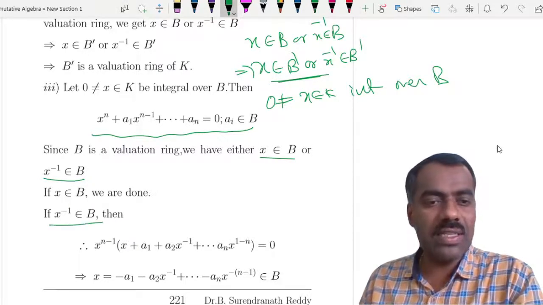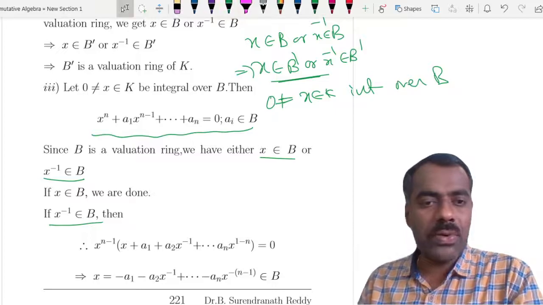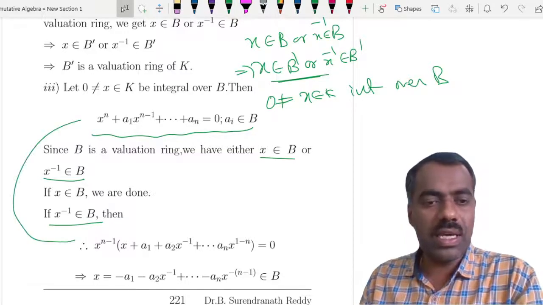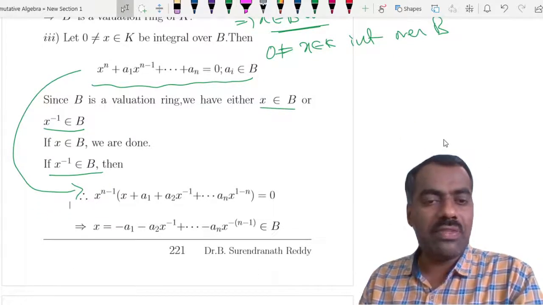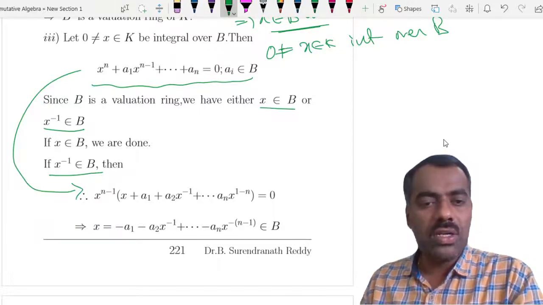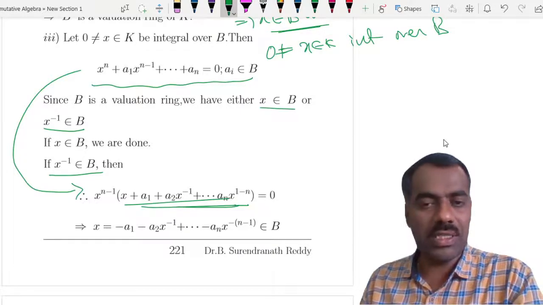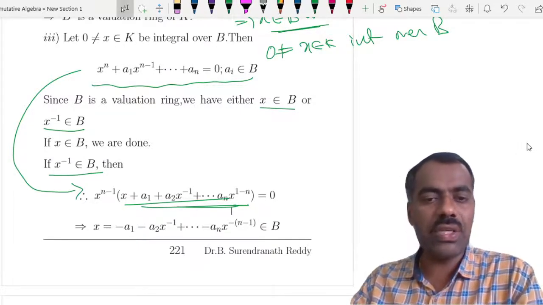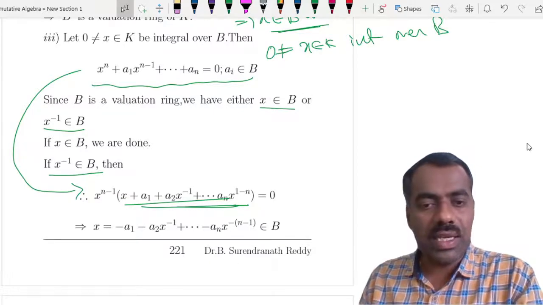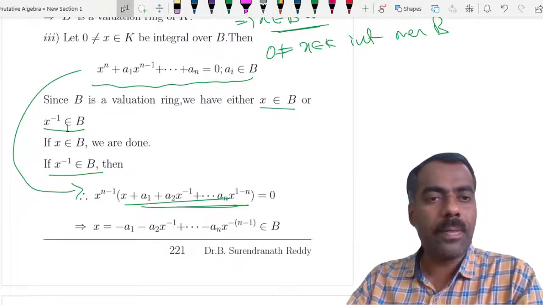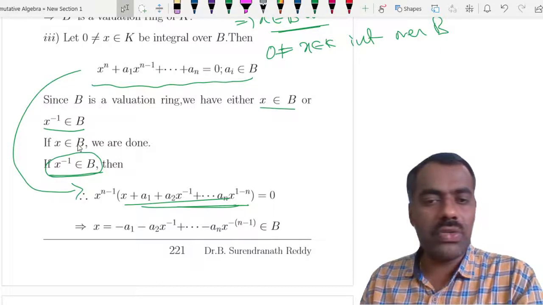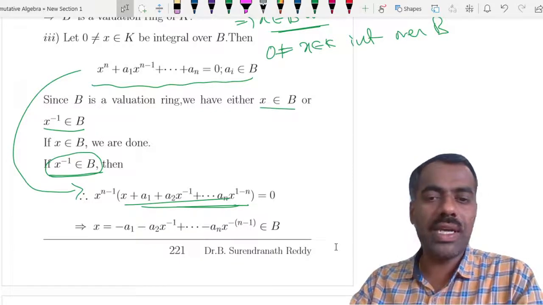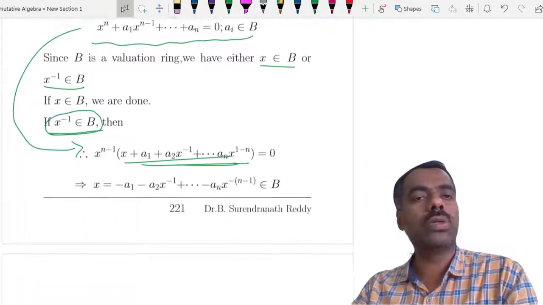If X inverse is in B, then you take out x power n minus 1 common from this. Because of integral domain and x non-zero, x power n minus 1 is non-zero, so we can send it to this side. So what we have here is this much is non-zero, this much is 0, therefore x is minus a1 minus a2 x inverse and so on. This actually belongs to B, because we have assumed that x inverse is in B, which means their powers are also in B. So in any case, we prove that x is in B, therefore it is integrally closed.